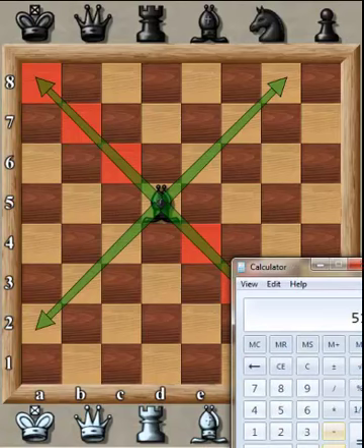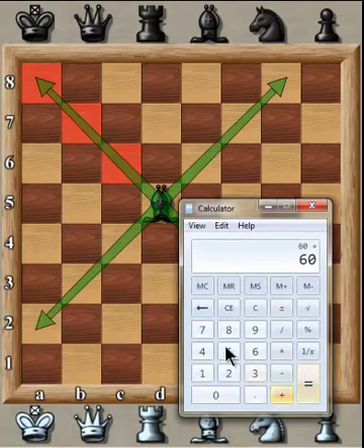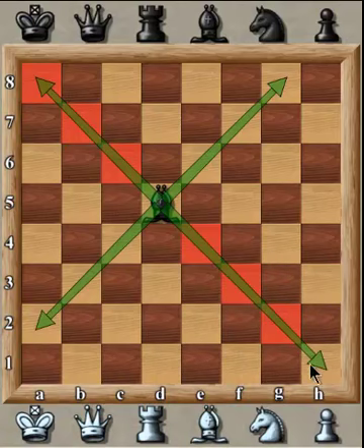So plus 9 equals 60. And then 7 possibilities from this square, plus 7, 67. So remember that the knight had 56 possible squares within 2 moves from the center, and the bishop has 67 already, and we've only analyzed one of the lines.